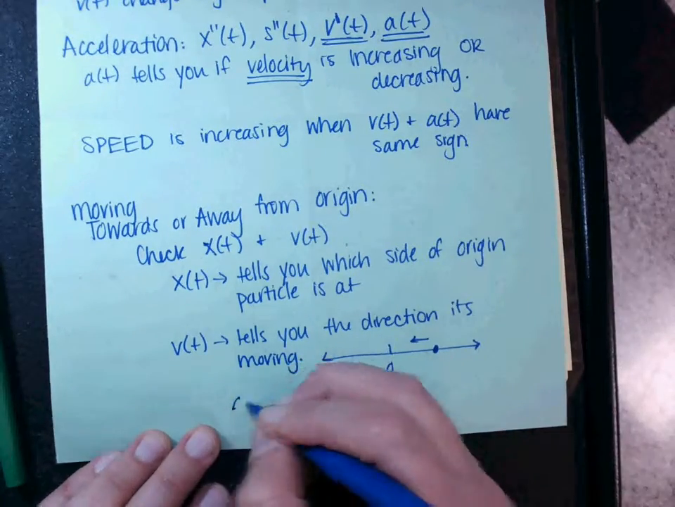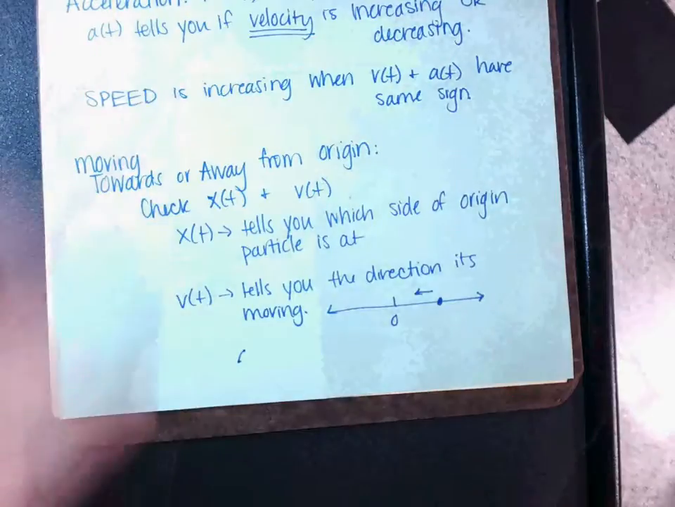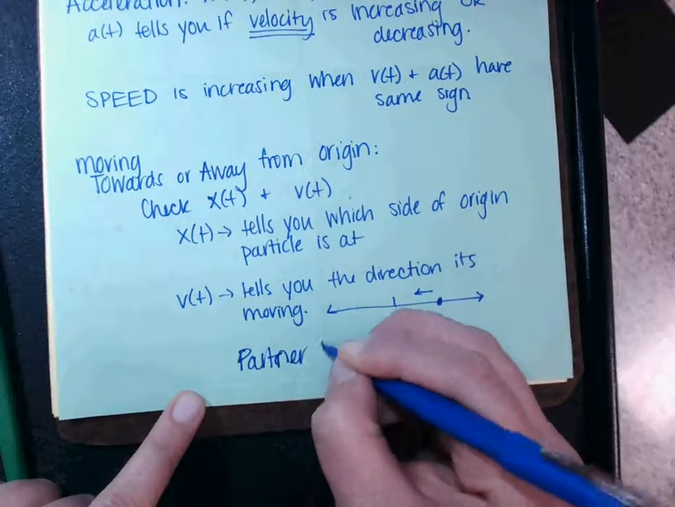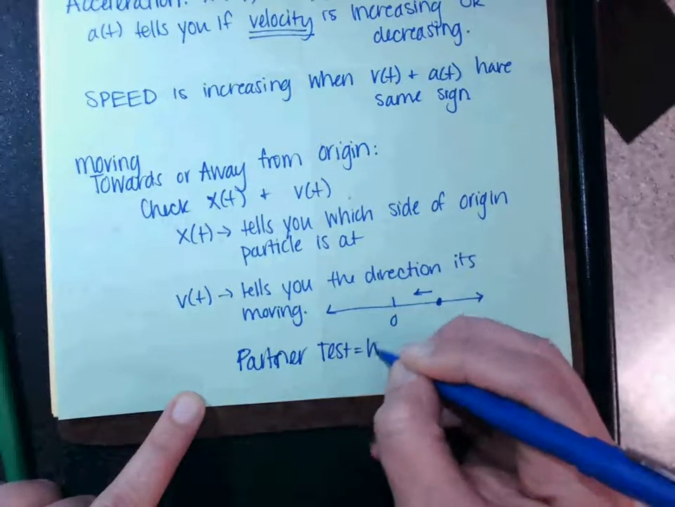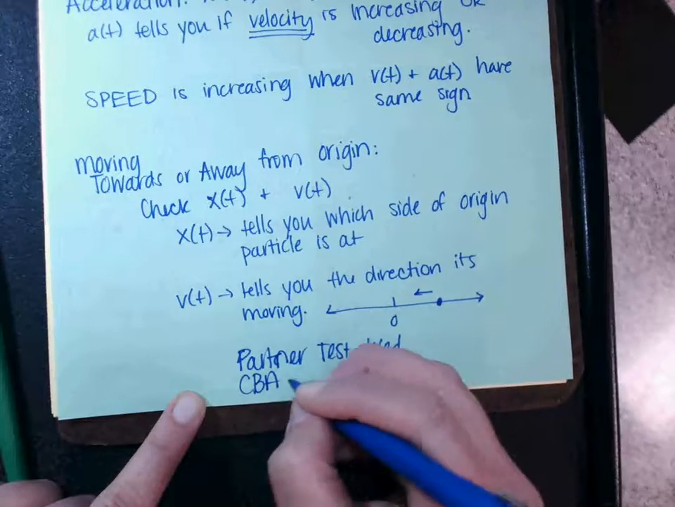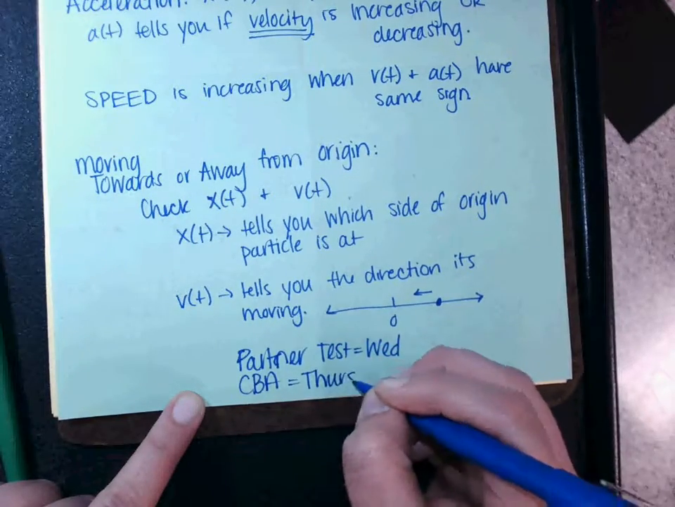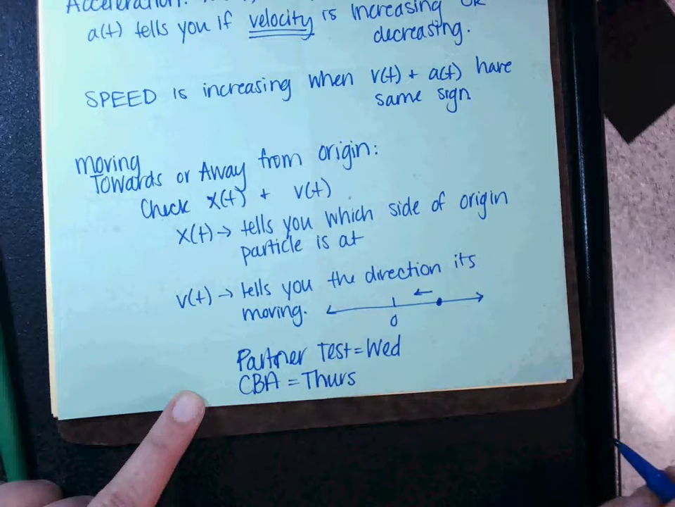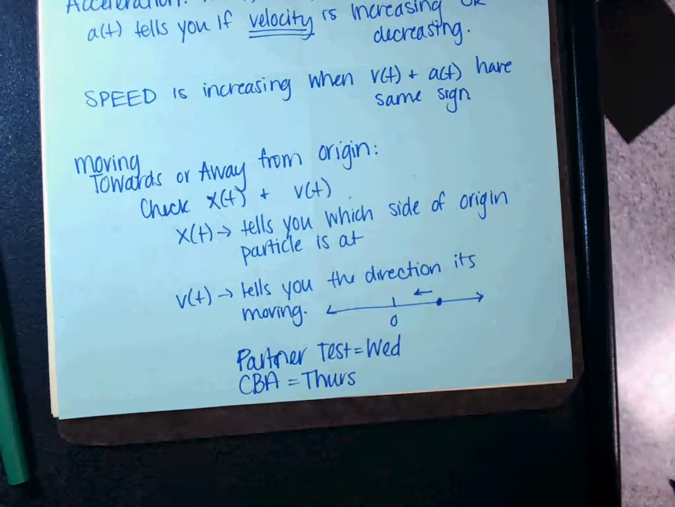Okay, your partner test is going to be on Wednesday. Partner test is going to be on Wednesday. And your CBA is going to be on Thursday. Okay, then the Friday before Thanksgiving, I'm going to cut you guys a break and we're going to make some really fun hand turkeys. Okay, so make sure you write down your cheat sheet. Don't lose it. See you on Monday.